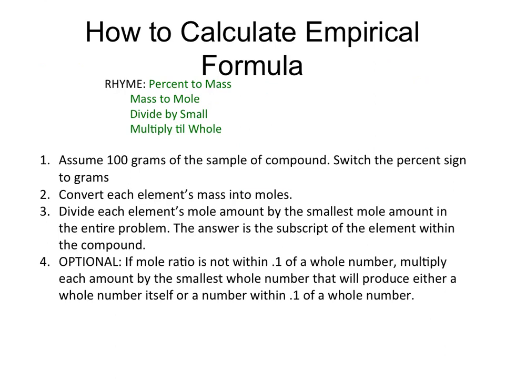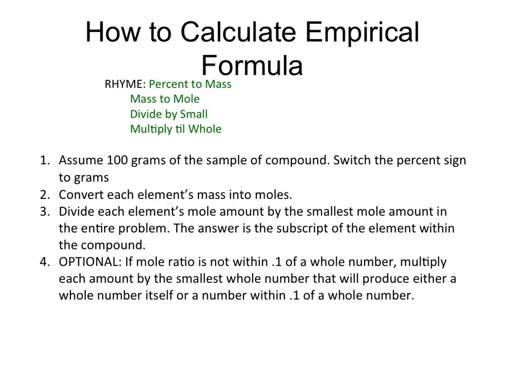The first thing we're going to do is assume we have 100 grams of the sample of the compound. That means that all we have to do is switch the percent sign to grams. That's the first part of the rhyme, percent to mass. We're then going to convert each element's mass into moles. Second part of the rhyme, mass to mole. Then we're going to divide each element's mole amount by the smallest mole amount in the entire problem. The answers that you get here will be the subscripts of the elements within the compound. That's why the third part of the rhyme is called divide by small.